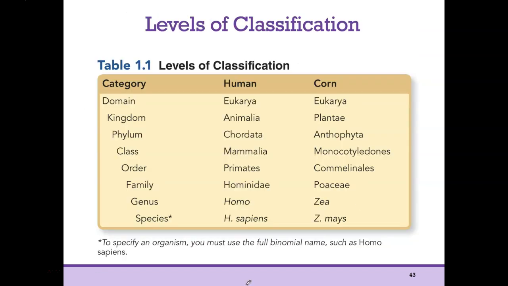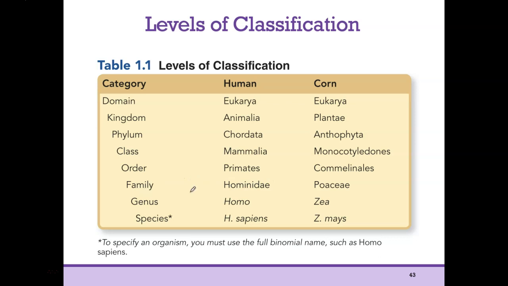So here's a table of all the levels of classification. A human belongs to the domain Eukarya. We belong to the kingdom Animalia, or animals. We belong to the phylum Chordata. We are chordates, right? We have a notochord. We belong to the class of mammals. We are in the order of primates. We belong to the family of hominids, the great apes.